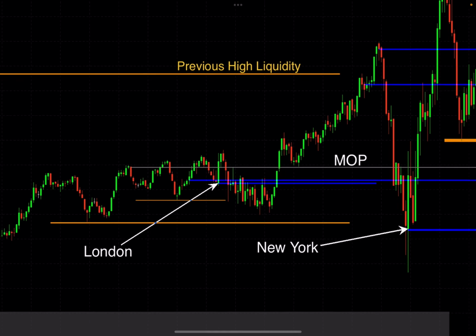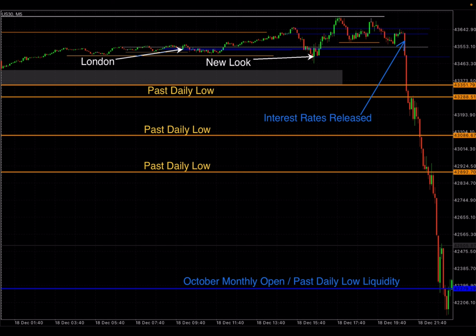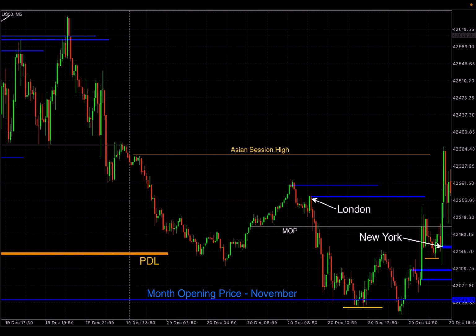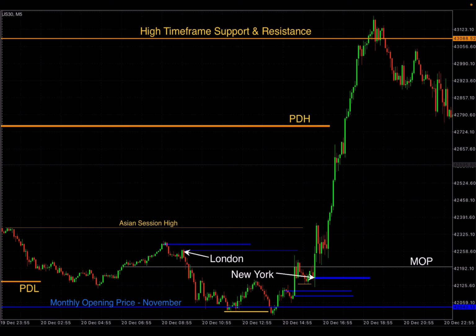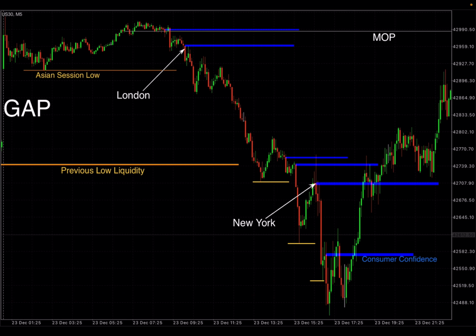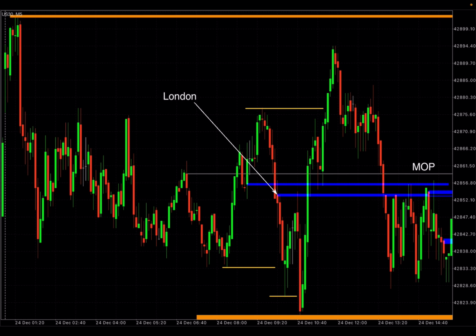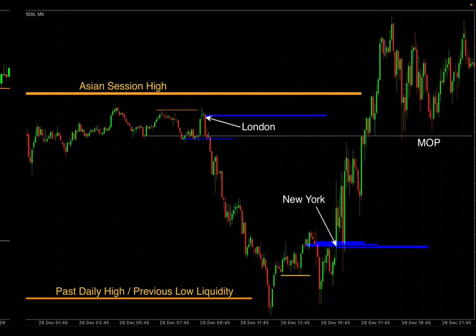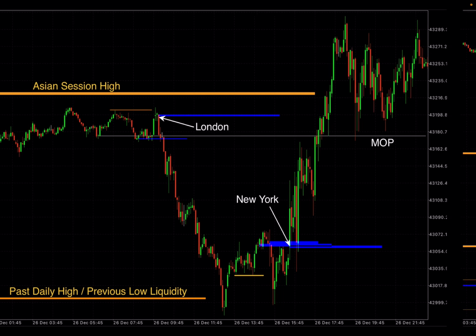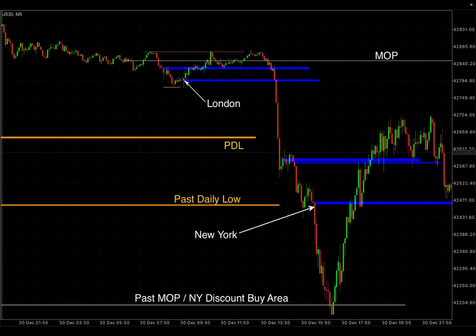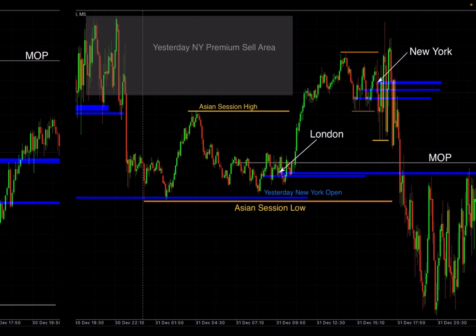So 18th of December, interest rate news. 19th, GDP. 20th. 23rd of December, consumer confidence. 24th. That's a big move towards the upside. Christmas Eve. Boxing Day. And then 27th. And then the 30th. So that is every day done for December.